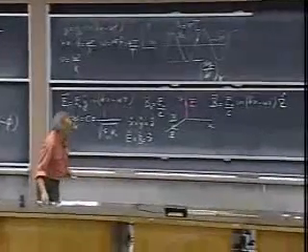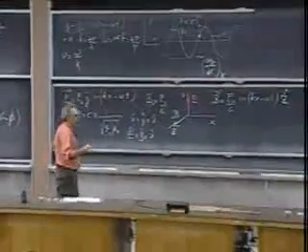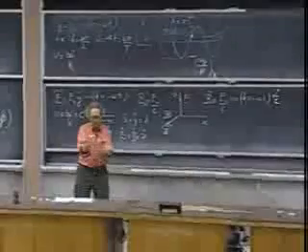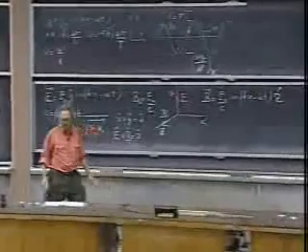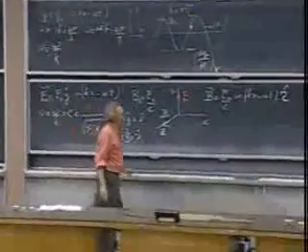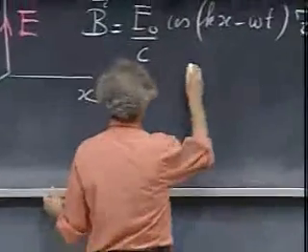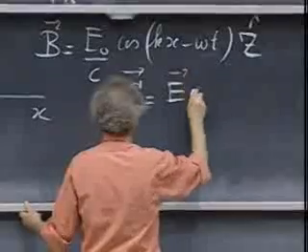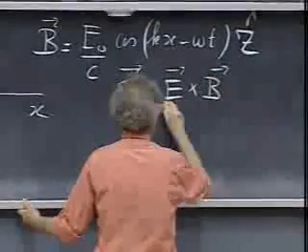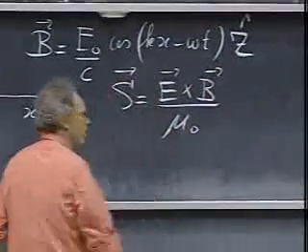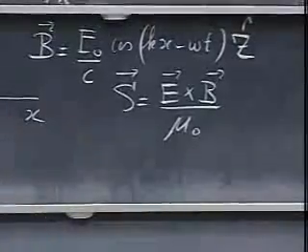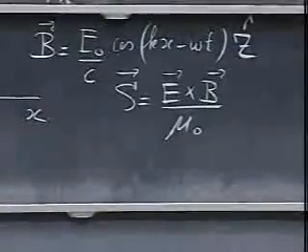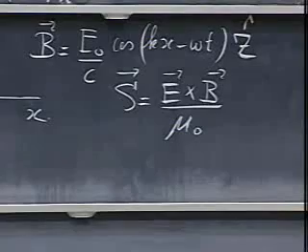We would often be interested in energy, how much energy per unit area per unit time is in the plane wave. That is given by the Poynting vector S, which is E cross B divided by mu 0. We're still in vacuum. I still assume that it's all vacuum, so this is watts per square meter.